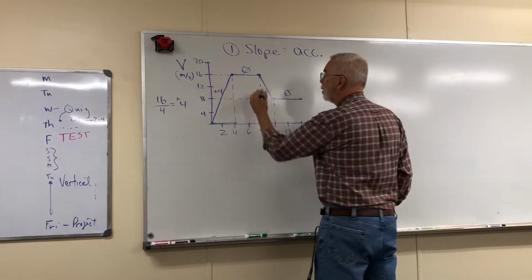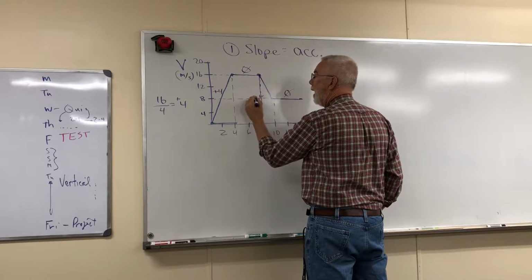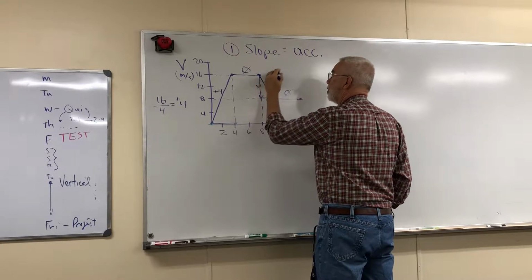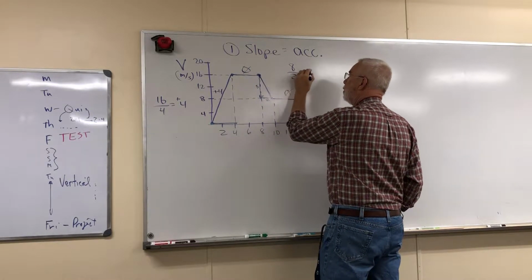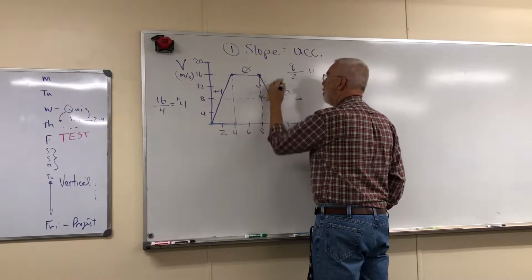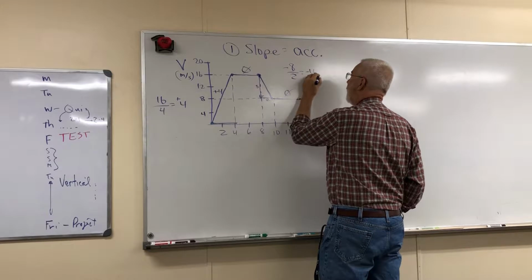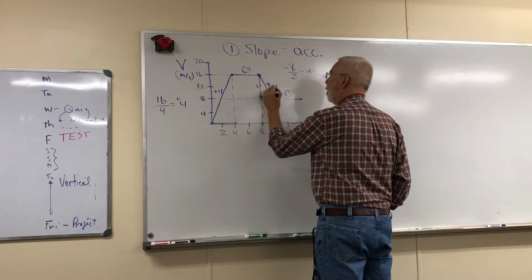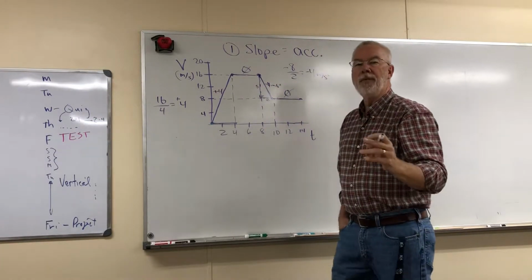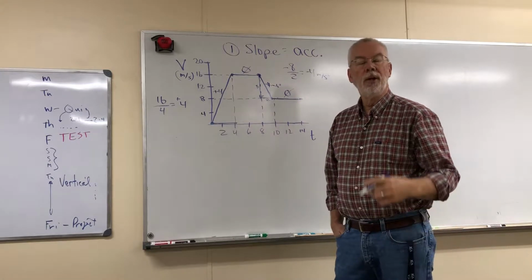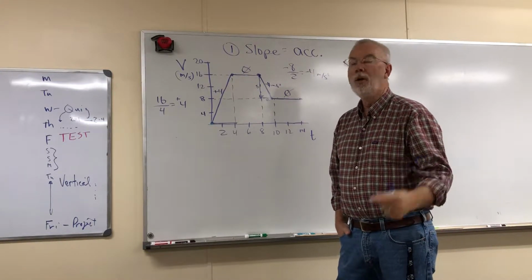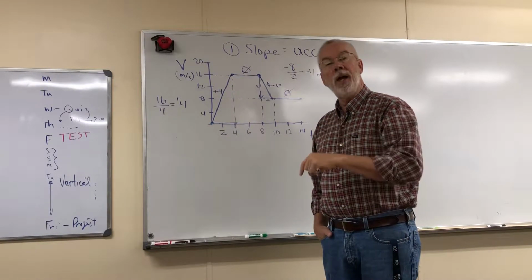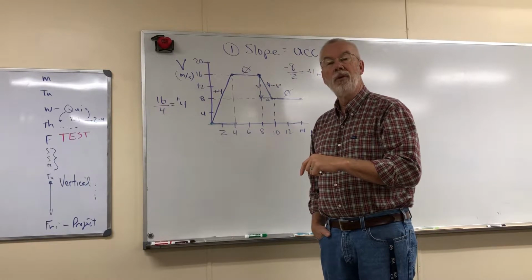Now, if we look at this spot right here, it goes down 8 and it comes over 2. And so the slope there is going to be 8 over 2, which is 4. But because we're going down and to the right, this is going to be a negative 4 meters per second squared right here. Now, in the vocabulary that we talked about earlier in the week, we said that positive acceleration means speeding up. Negative acceleration means slowing down, okay?